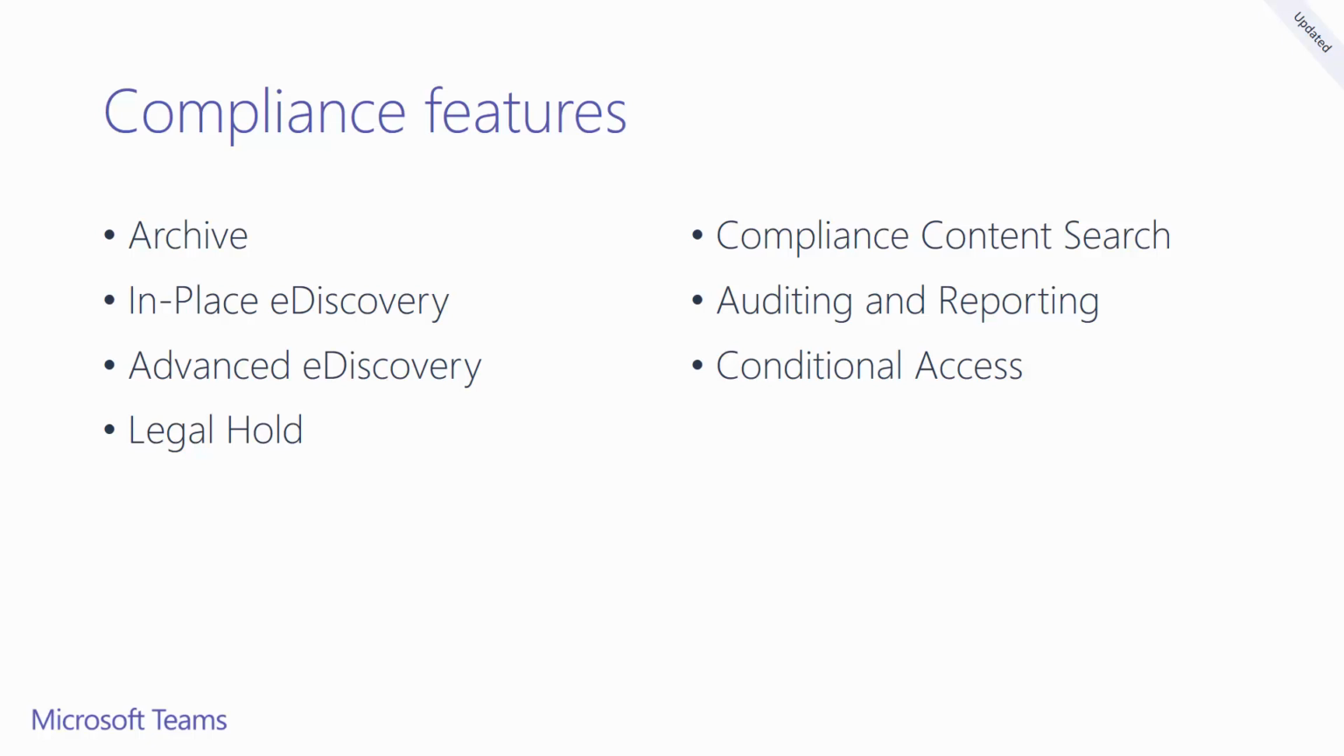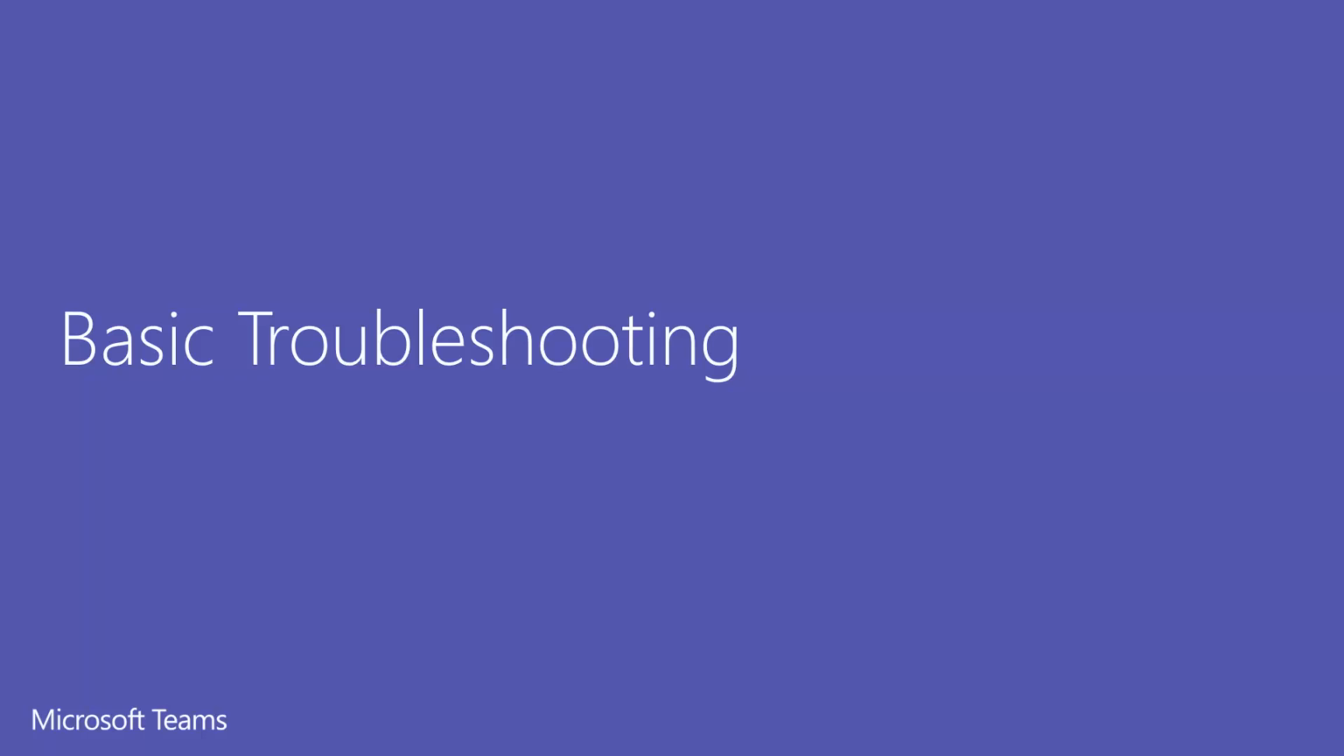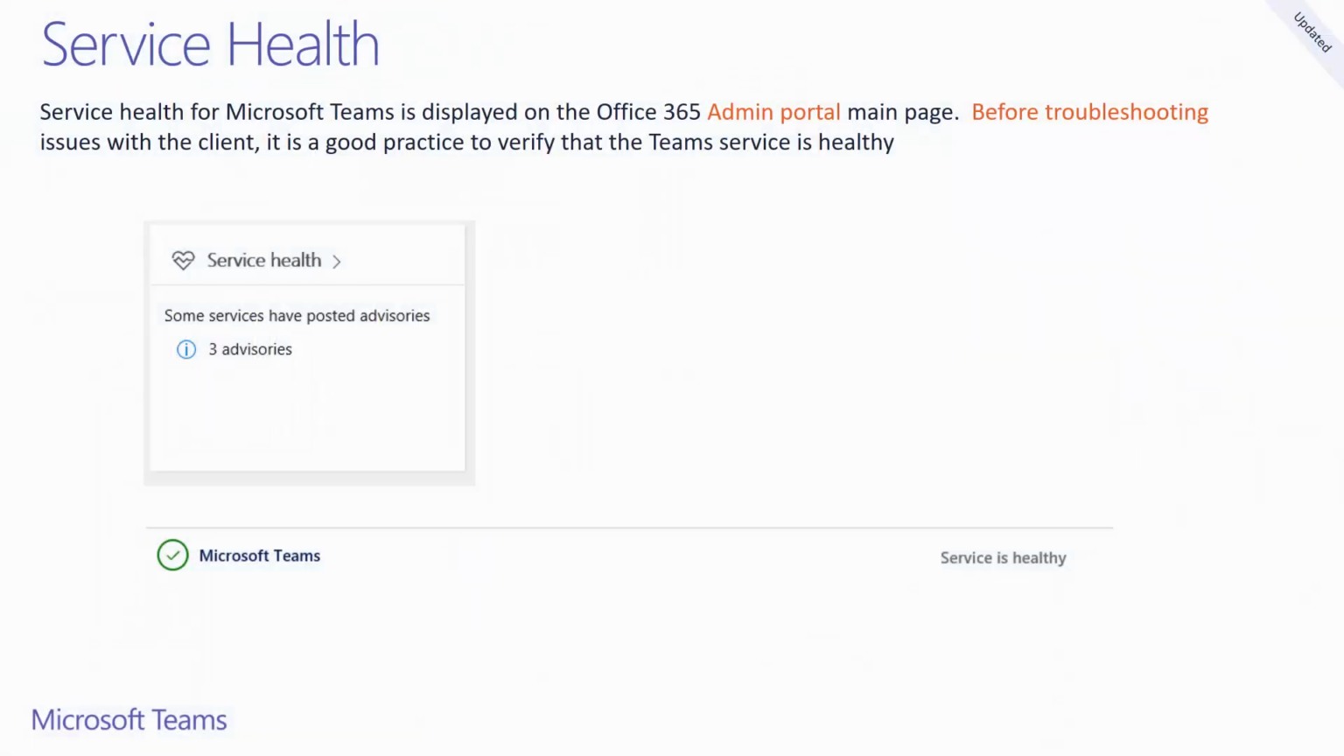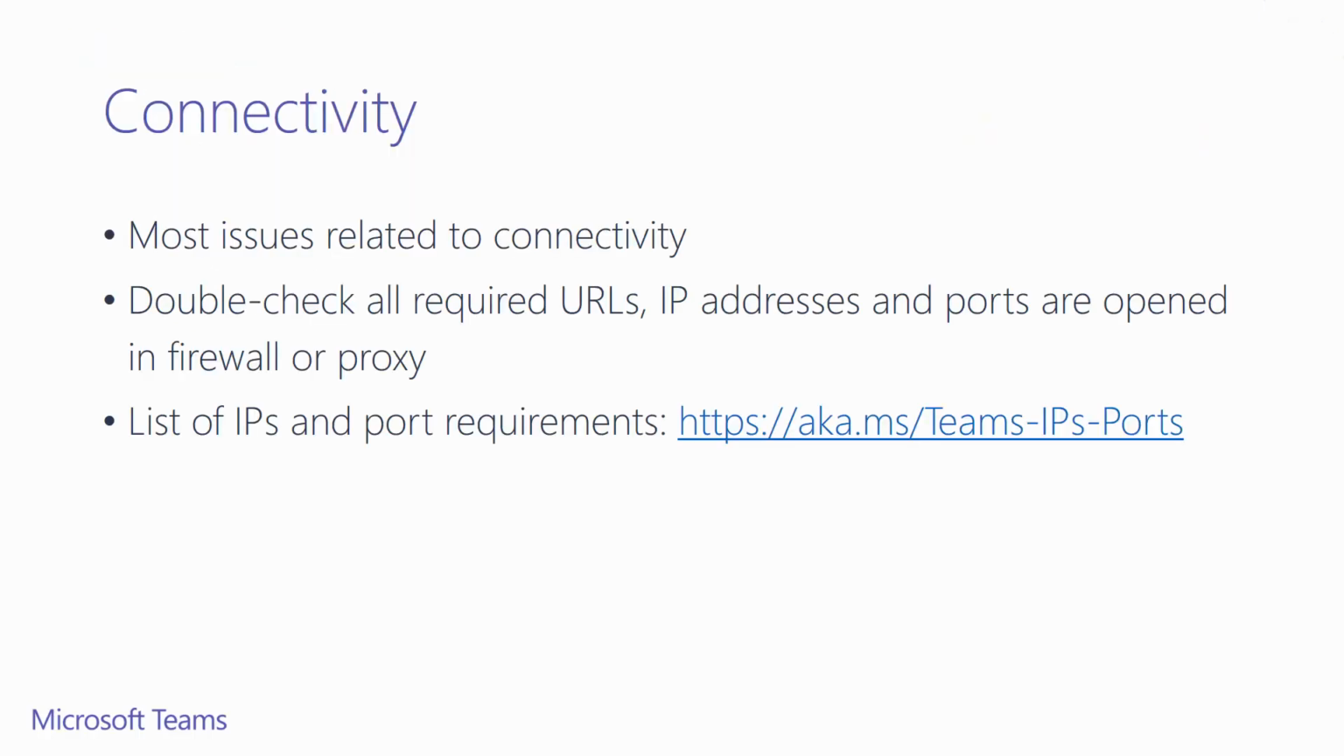Microsoft Teams is a service-powered client, which means there is very little debugging that can be done from the client side. So before investing time into troubleshooting and opening a ticket with support, check the admin portal to see if there are any service outages for Microsoft Teams. We have seen that most issues are connectivity issues. Please do double check that the required endpoints at aka.ms/teams-ips-ports are whitelisted.